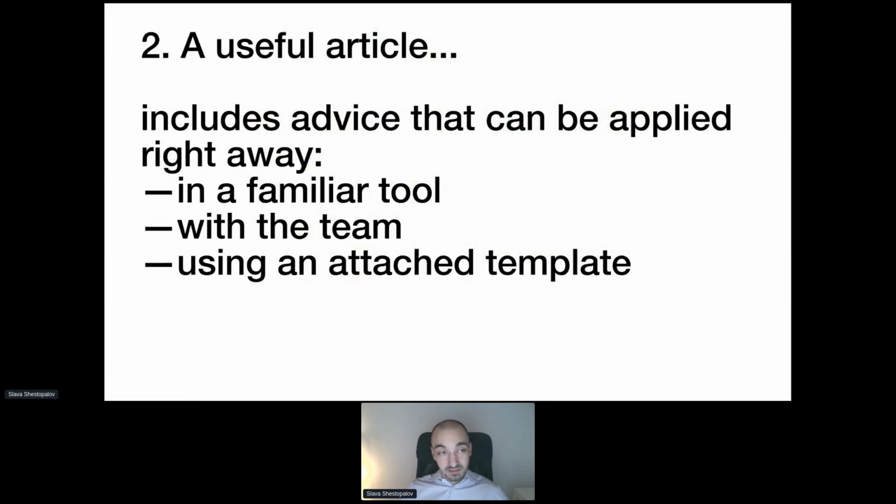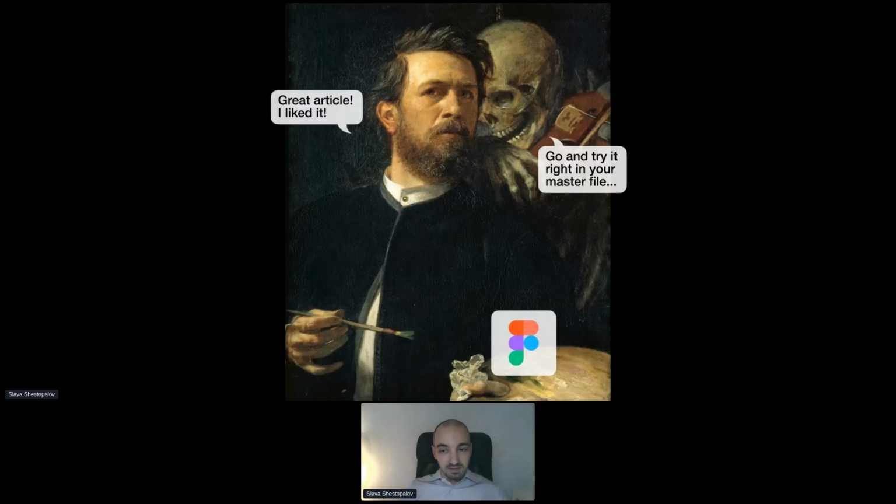Besides, a useful article is something that includes advice that a person can apply right away. Next working day in a familiar tool like Figma, if we're talking about digital design, with the team on Monday with teammates, let's say, or using an attached template, because it's always pleasant to get something after reading an article, not just the knowledge, but also a template, freebie, whatever. Yeah, but please don't go and try the things that you learned from the article directly in the master file. It might be a bit dangerous.